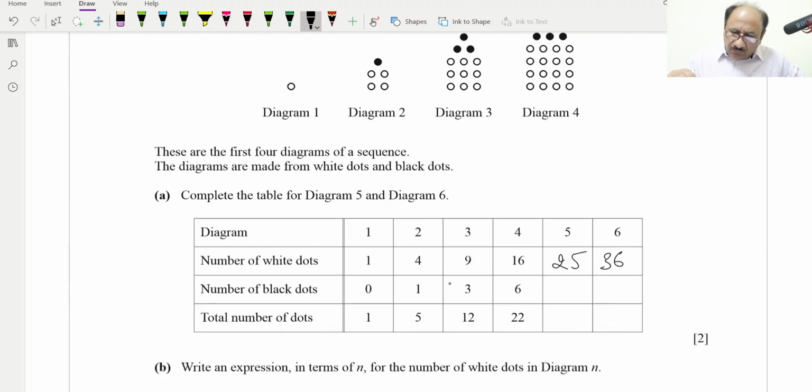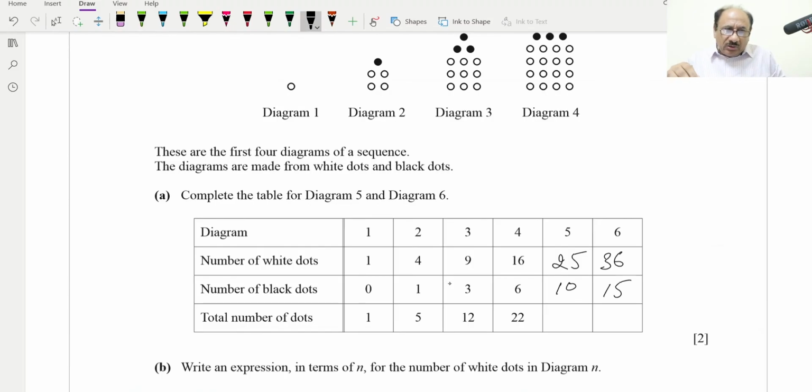And then number of black dots, so this will be 1, 3, 6, and then we can write it as basically there's a gap of 1, then 2, then 3, then next gap will be 4. So this gap we are checking, this one is 1, this gap is 2, this gap is basically 3, next gap will be 4, and this is how we reached up to 10, and 10 plus 5 will be 15.